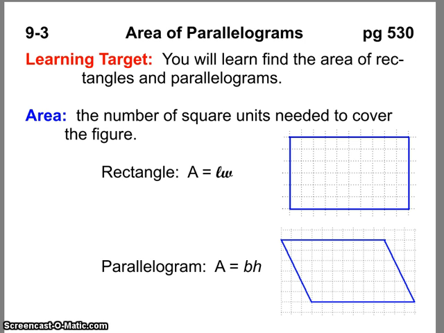Just to recall, remember rectangles: opposite sides are parallel, opposite sides are congruent, and it forms four 90-degree angles. And parallelograms are quadrilaterals, four-sided shapes, and opposite sides are parallel. We are going to be finding the area.